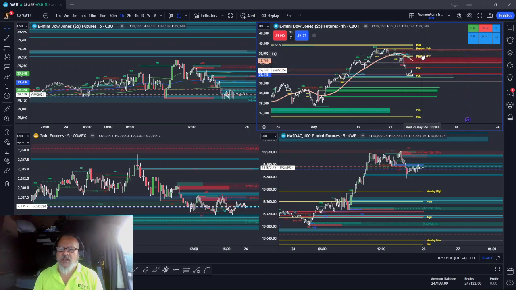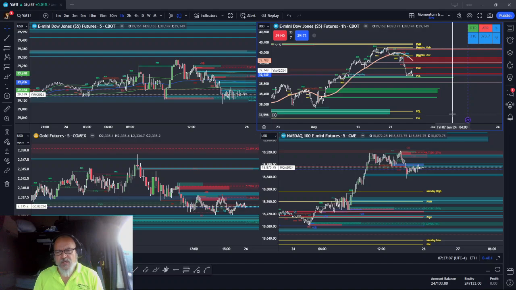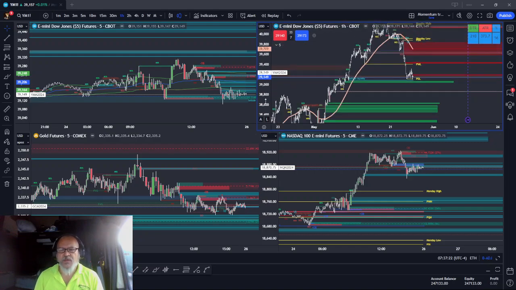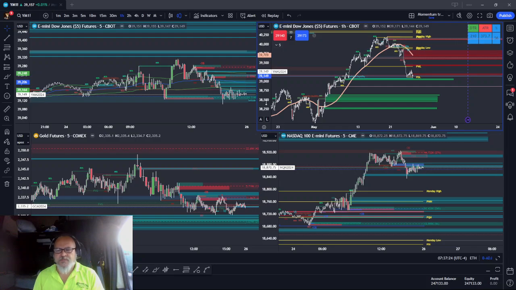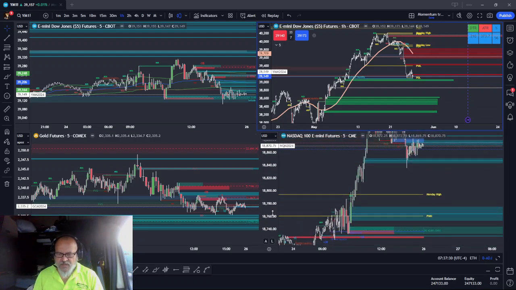and where the liquidity draws are. And then obviously fair value gaps being the internal liquidity, and the time-based liquidities being external liquidity. So yeah, that's what we're looking for.